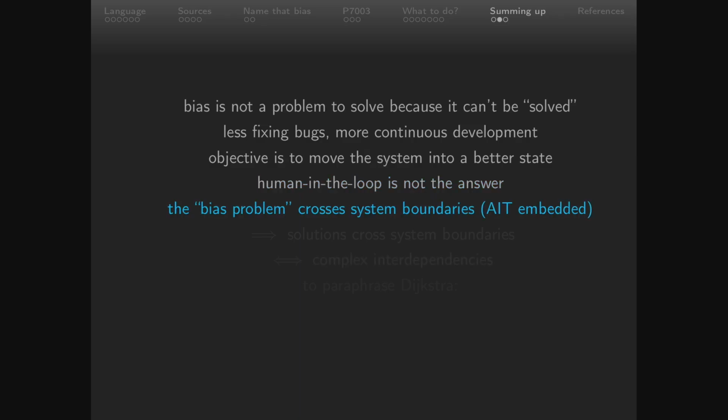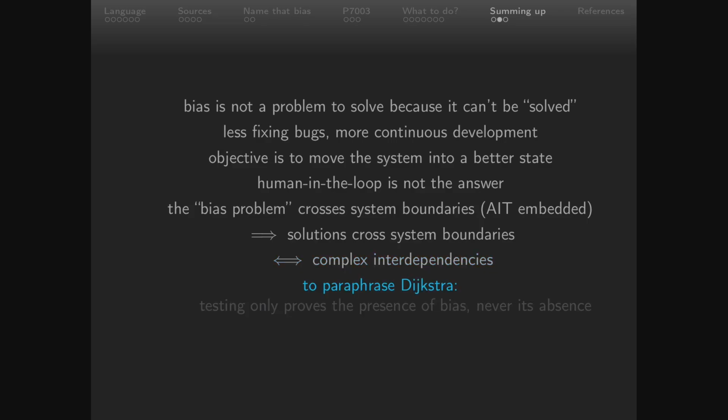And another aspect that we need to take into account is that the bias problem is not isolated, is not just this system, because most AI technologies are going to be embedded in part of systems of systems. So that means that when we try to solve the bias problem, it crosses system boundaries, and there are also complex interdependencies that we need to worry about. So if we paraphrase an old computer scientist, testing only proves the presence of bias, never its absence.